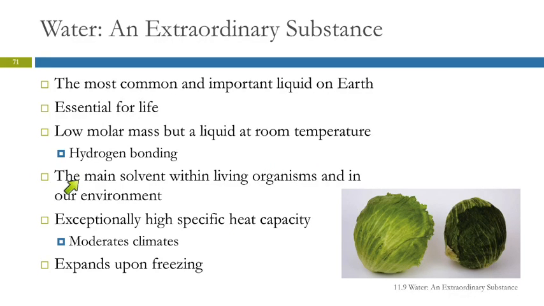Water is the main solvent for living organisms and everything in the environment. It has an exceptionally high specific heat capacity, 4.184 joules per gram degree Kelvin. So that is very high, and that is what causes water to moderate the temperature. Keeps the oranges from freezing, keeps San Francisco cool in the summer, warm in the winter.